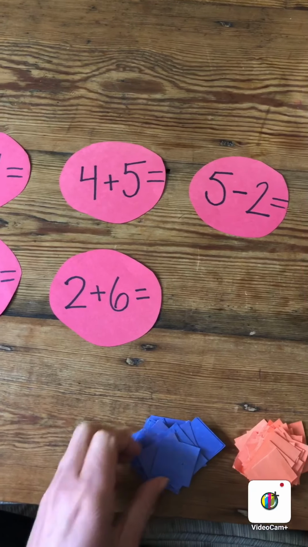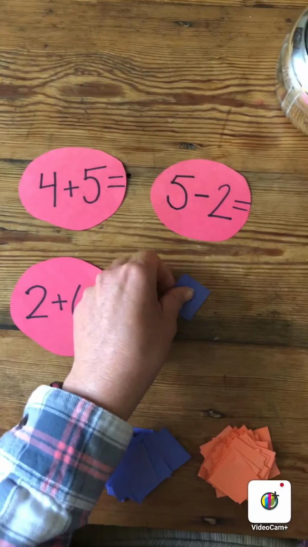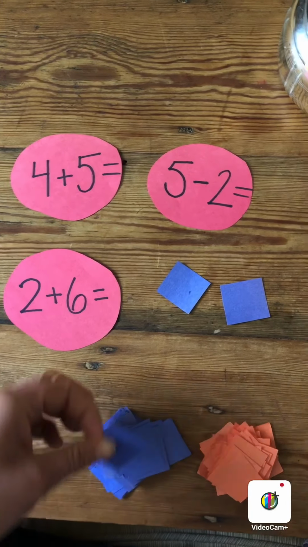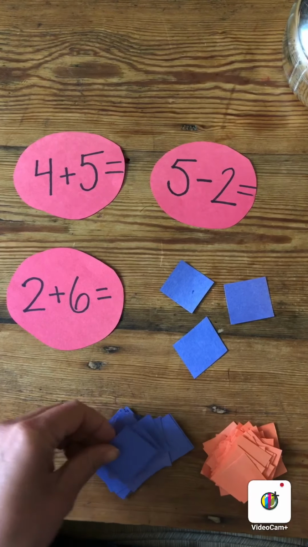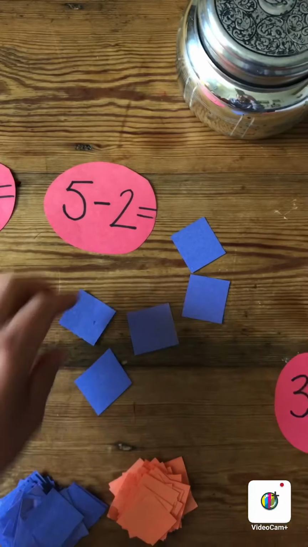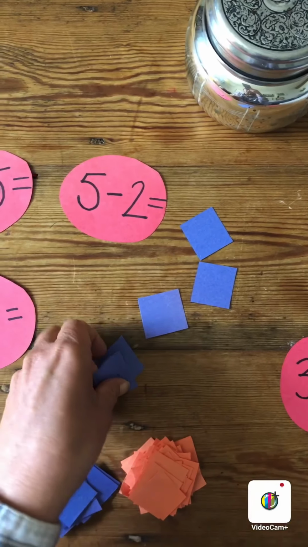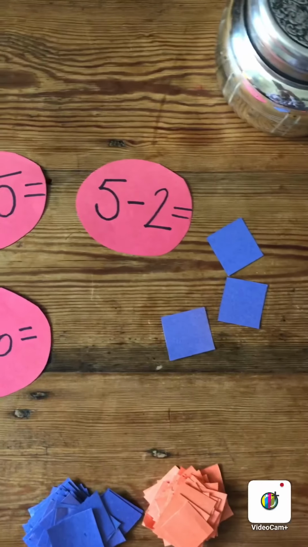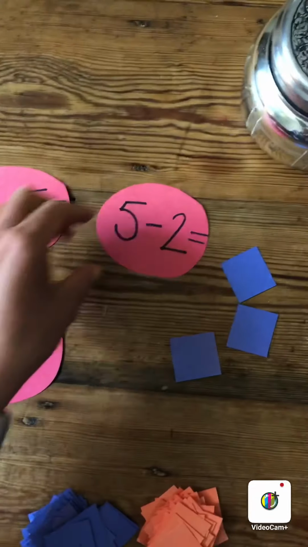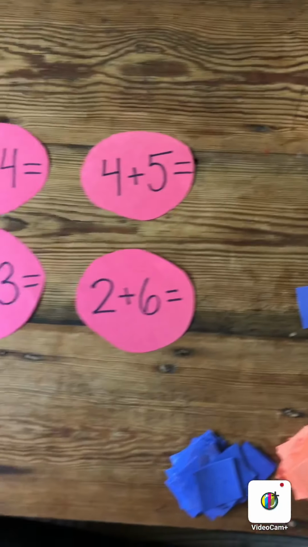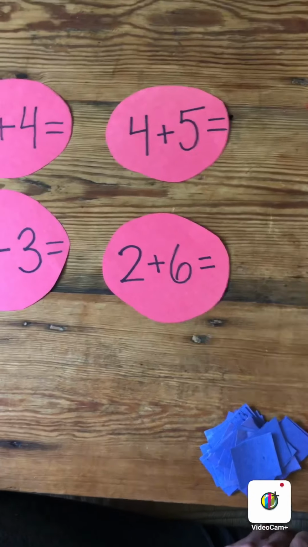5 minus 2. So I could use the same counters. 1, 2, 3, 4, 5. And when I take away 1, 2, how many are left? 1, 2, 3. Okay, so 5 minus 2 equals 3. Is that it? No worm again. Okay. All right, I'm going to try an addition one next.